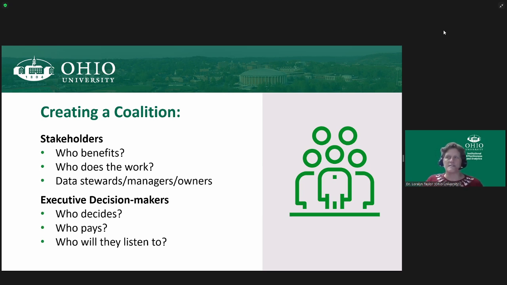Who makes the decisions and how can you get them to require data in decision making? Who has the resources to support your data efforts? And finally, you don't have to do all of the work. Think about others who your executives trust and listen to, and make your case to them and ask for their support.